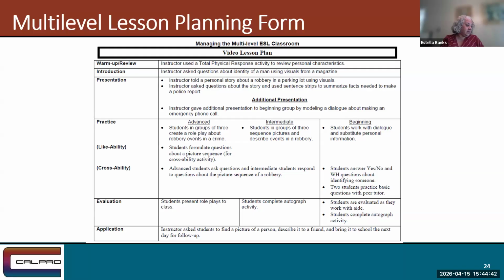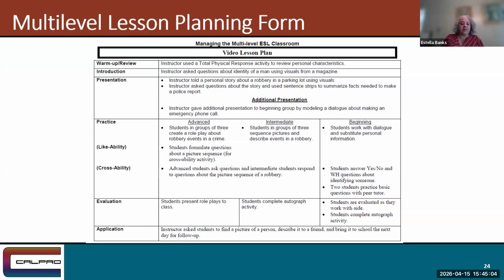And in this example that we had, the students were working with the classroom teacher's assistant. So that was really helpful for the teacher. So here you can see the different ways that the students are practicing in like-ability groups or cross-ability groups, and then how they're each evaluated.